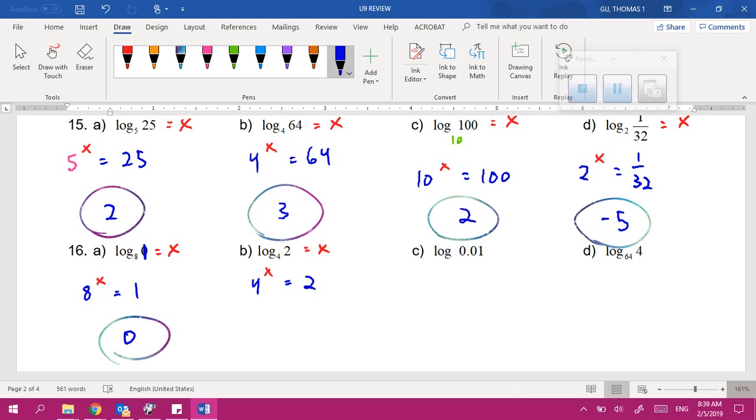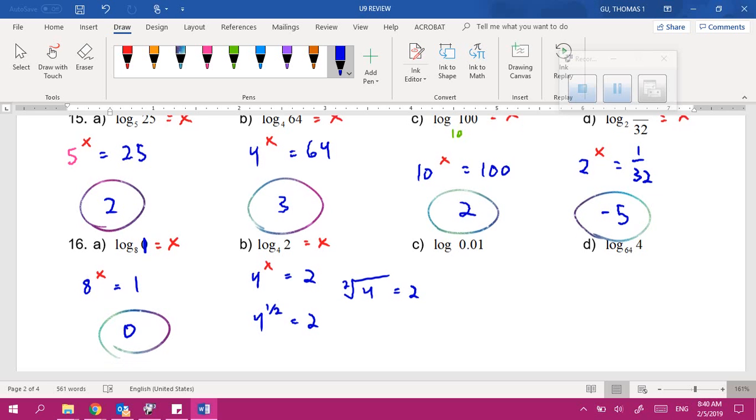What's the index on the square root? Four to the 1/2 equals 2 because 1/2 power is the same thing as the square root. Square root of 4 is 2, right? So the index tells you the bottom number of a fraction when you're doing the exponent. So in this case, the square root is 1 over 2, right?